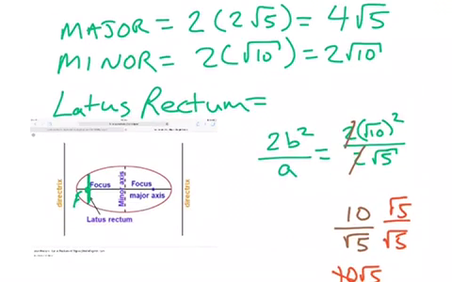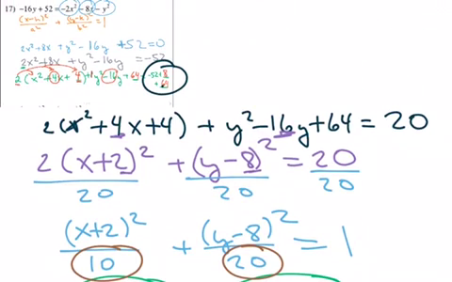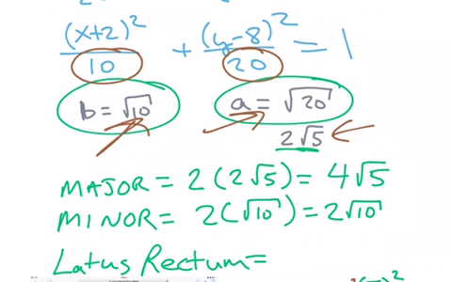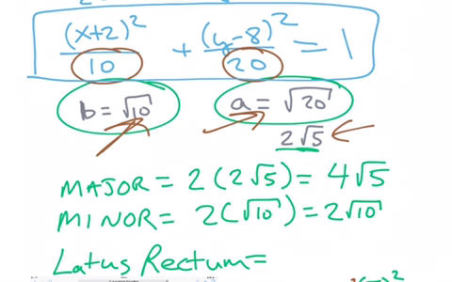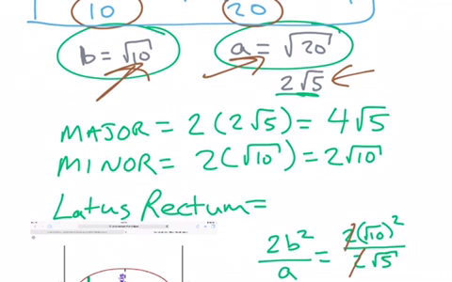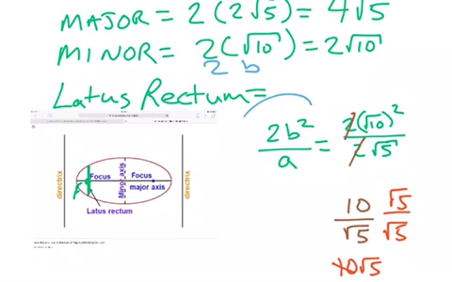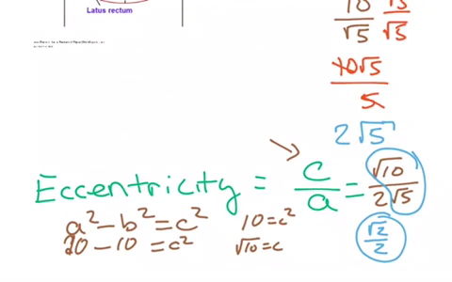So, what did we do? Just to review, here and here we completed the square. Then when we put it in this format here, I get my a and my b by square rooting those values. Major and minor is 2a, 2b. So this is 2a, and this one's 2b. The Latus Rectum is this formula right here. Eccentricity is this formula right here. And you just plug and chug and you'll get your answer.